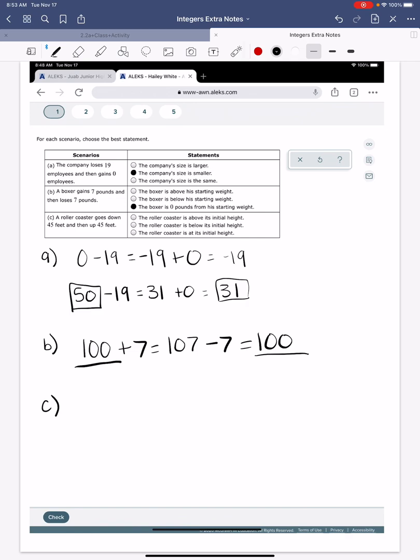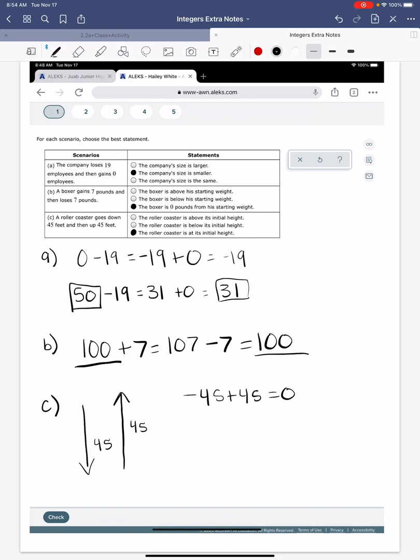And C, a roller coaster goes down 45 feet and then up 45 feet. So the roller coaster goes down 45 feet, then it goes back up 45 feet. If we take negative 45 and add 45, we're back at 0. So the roller coaster is at its initial height. It went down from where it started and then shot back up.